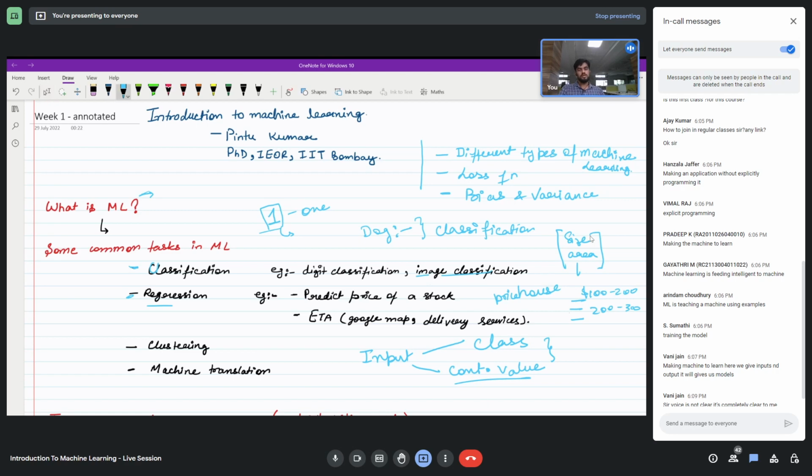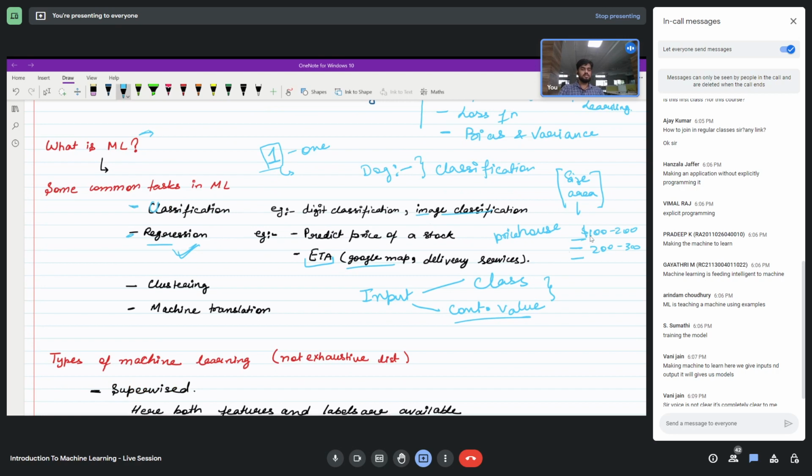Another example can be when you use Google Maps. It gives you an estimated time of arrival. When you search any place that you want to go to, then it gives you an estimated time of arrival that you would reach there by this time. So those kinds of analysis are done by a regression task.